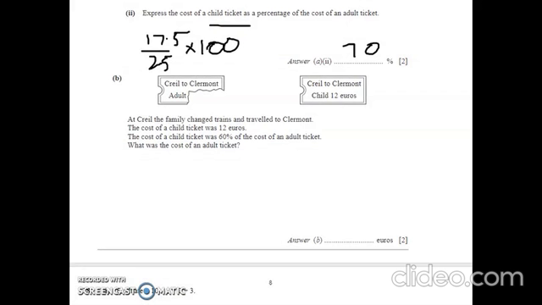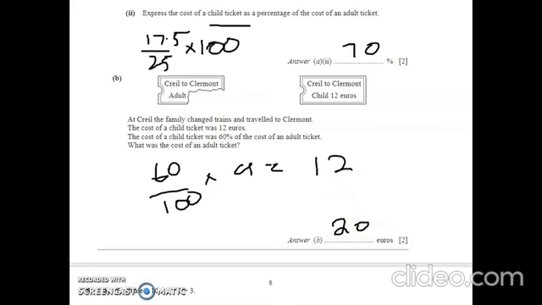Okay. So at Creil, the family changed trains and traveled to Clermont. The cost of a child ticket was 12 euros. The cost of a child ticket was 60% of the cost of an adult ticket. So 60% of means multiply. Let's say that the adult ticket is A. We don't know, and the cost is 12. So now we can find this A simply by taking the 100 on the other side and dividing by 60. 12 multiplied by 100 divided by 60 gives us 20. So that means the price of the adult ticket was 20.